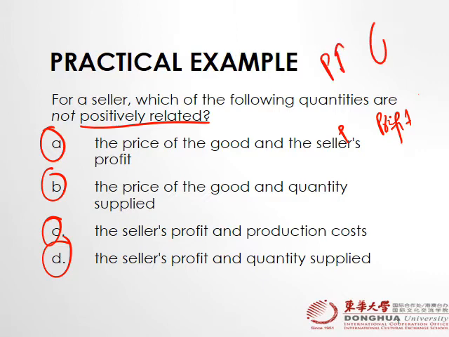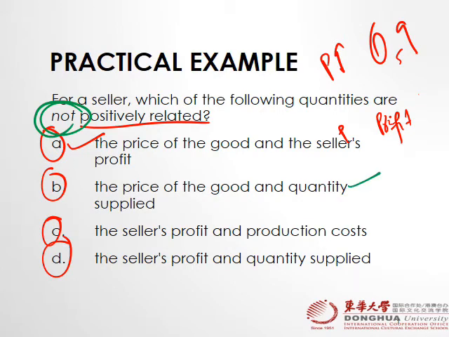What is the law of supply? If price increases, quantity supplied also increases. Why? Because there is more profit. With an increase in price, the supplier will supply more. So this is a positive relationship. This cannot be the answer. Why? Because we're talking about not positively related.